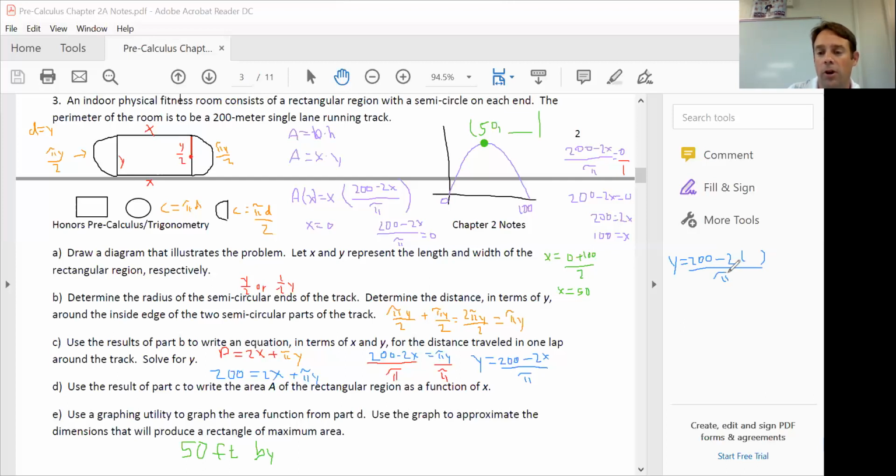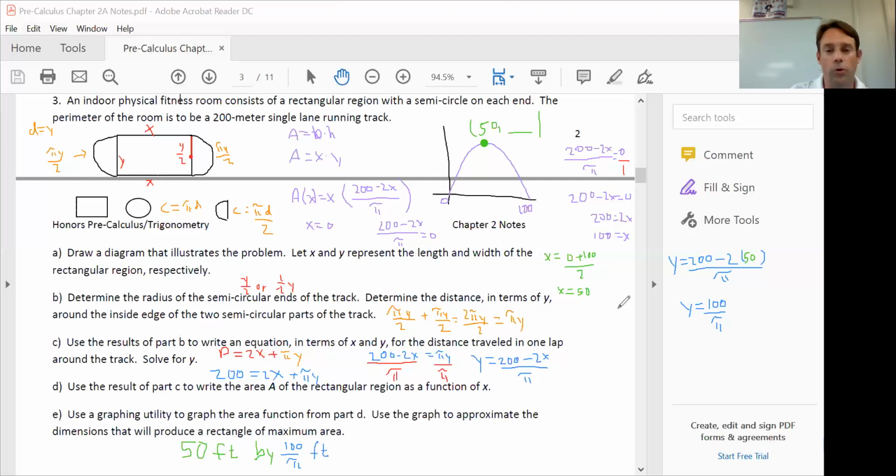We could use our graphing calculator to help us out with this if we wanted to, but no harm, no foul. I think we can get it. And that would be y equals 100 minus 100 divided by pi, 100 divided by pi feet.